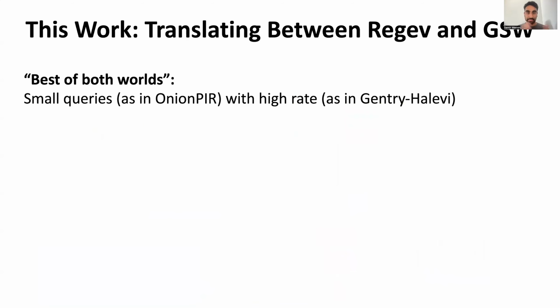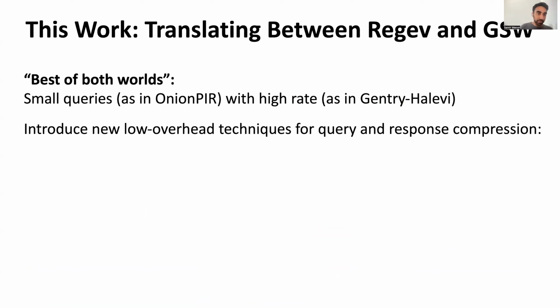So the point of our work is to get both of these. We want the best of both worlds between these two prior works. We want the small queries of Onion PIR and the high rate that are in Gentry-Halevi. We introduce new techniques to compress both the query and the response to achieve this.